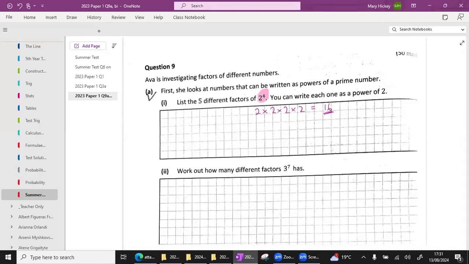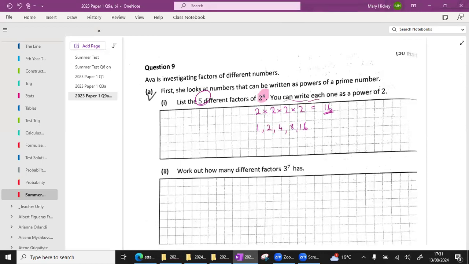So what are the factors of 16? Well, 1 divides in. 1's a factor of everything. 2 divides in. 4 divides in. 8 divides in. And 16. So there are 5 factors that we were asked for.